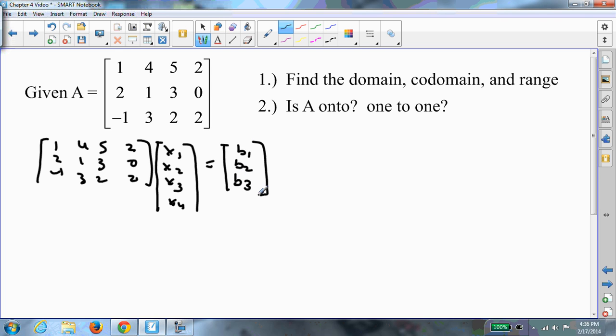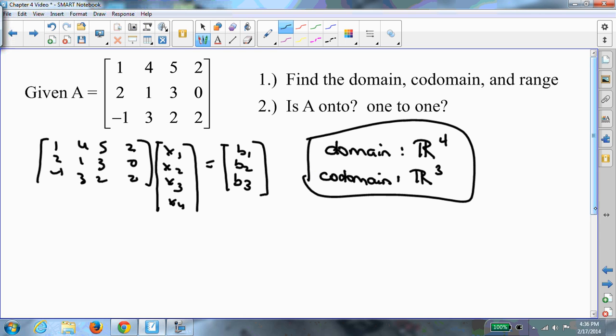So just from that, I know that the domain would have to be a vector with 4 components to it. So the domain would be R4. The codomain would have to be a vector with 3 components in it, so the codomain is R3. There, 2 of the 3 figured out.